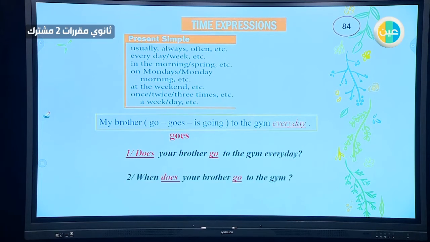If you want to ask about the time, you say, when does your brother go to the gym? Of course, I didn't put it, but if you want to ask about the place, you can say, where does your brother go every day? It means in the gym. So it depends on the underlined part. If your teacher underlines a certain word like every day or the gym or brother, it depends on how you make the question.